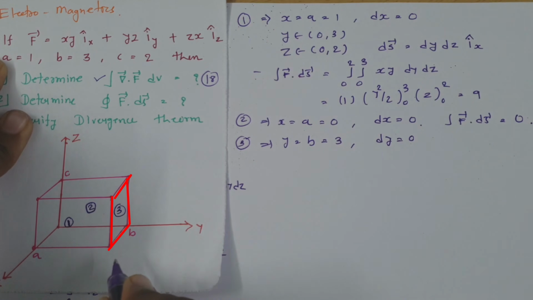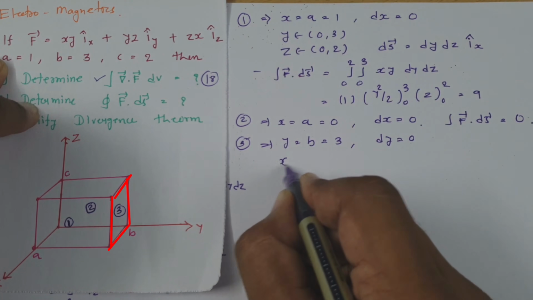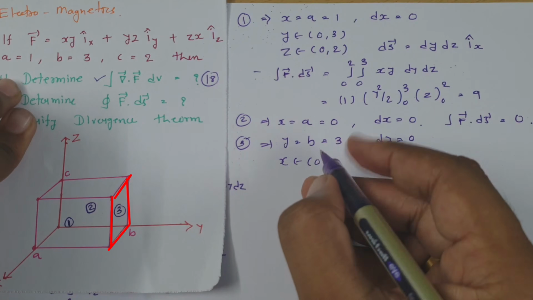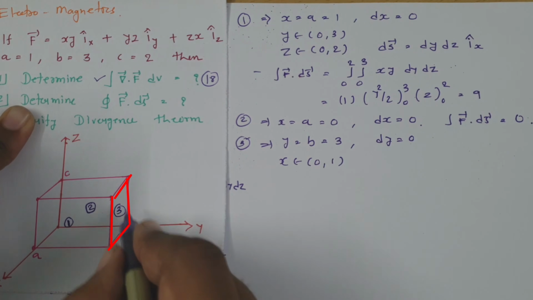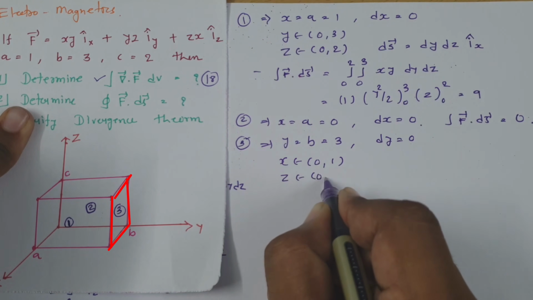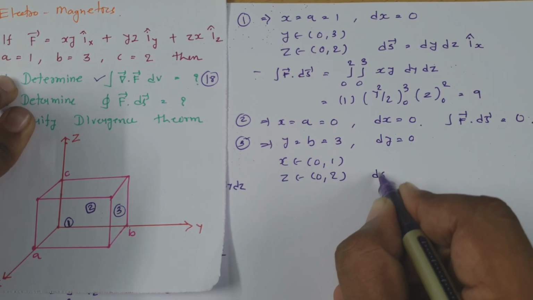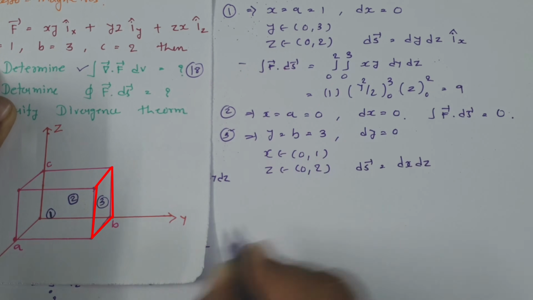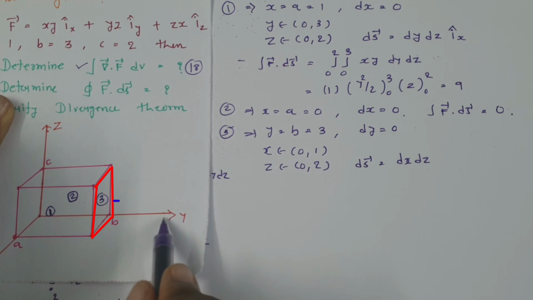Now here x will vary from 0 to a, so I am writing it over here. x belongs to 0 to a, and a is 1. And z will vary from 0 to c, and c is 2, so we can say z belongs to 0 to 2. And ds is dx dz, and this surface number 3 is in the y direction.